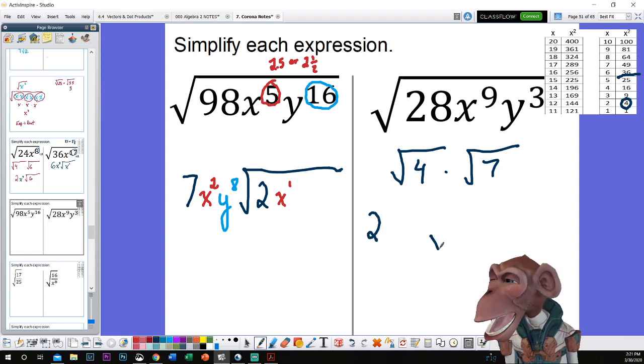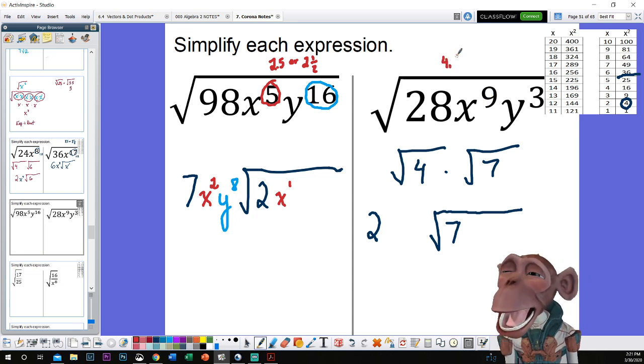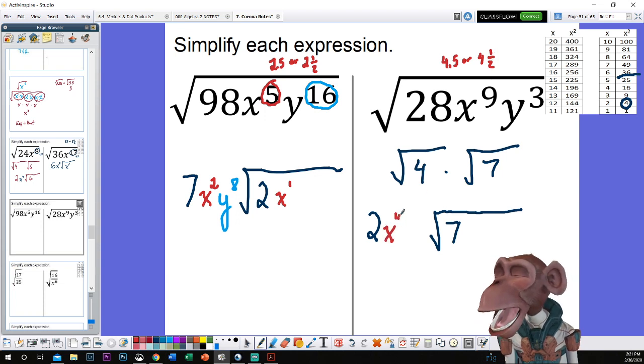I'm going to leave some space for x's and y's. And then the 7 goes down. Let's do our x's now. I have 9 x's. I'm going to take 9, divide it by 2. And that gives me 4.5, or 4 1/2. So 4 x's will go on the outside, and 1x will go on the inside.